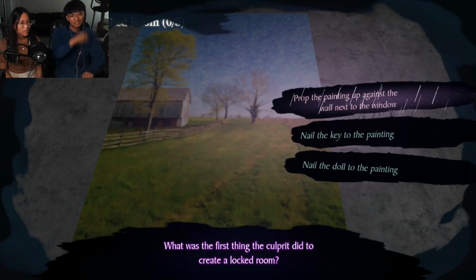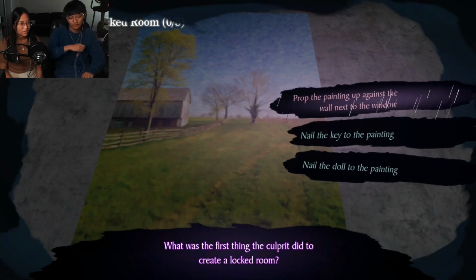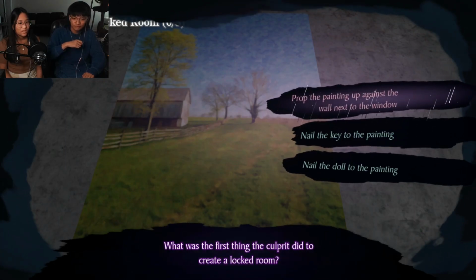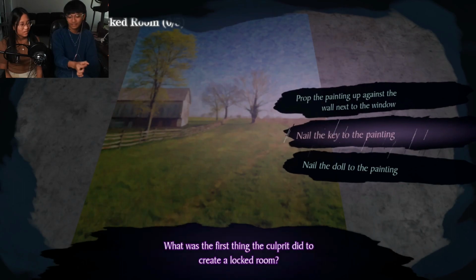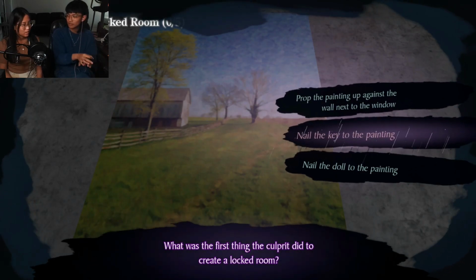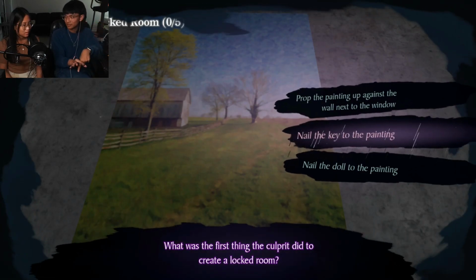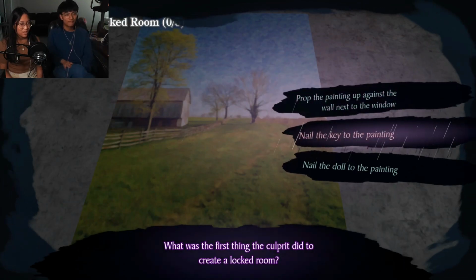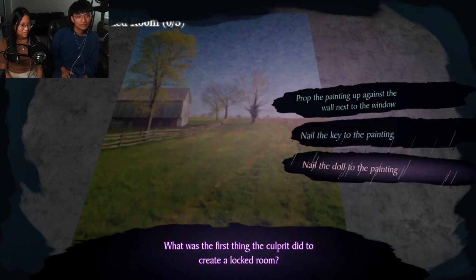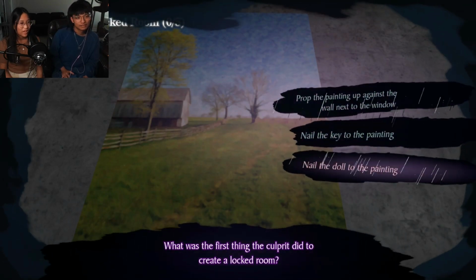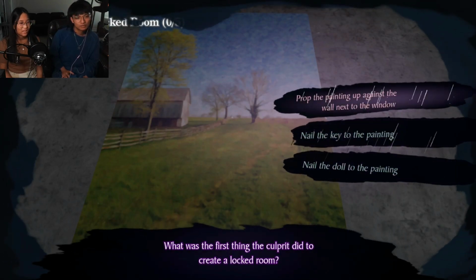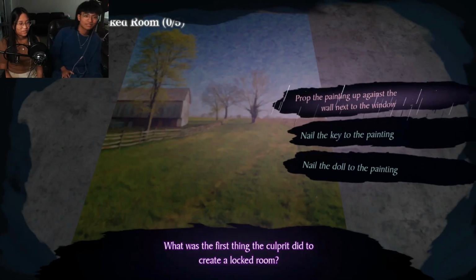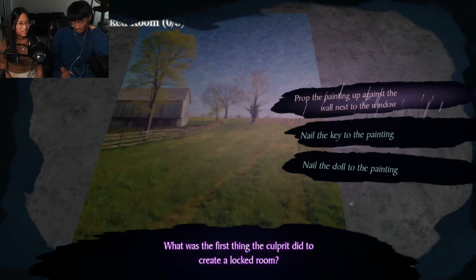Oh, so the key wasn't under the doll? It was on top of the doll? Because the key ring's like this, right? So it goes on top of the doll, which is on top of the painting, and then the nail goes through the key ring. You know what I mean? Oh, okay. So then it can't be either of these then. Wait, we have to choose one. Nail the doll to the painting, or prop the painting up. I think it's probably prop the painting up.